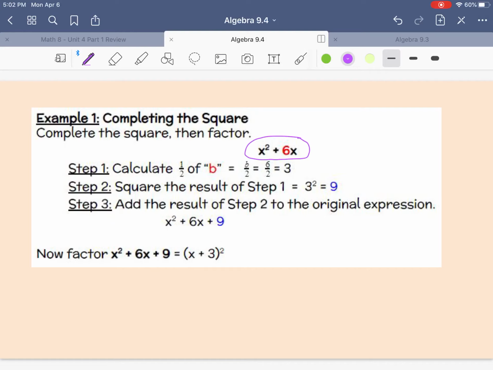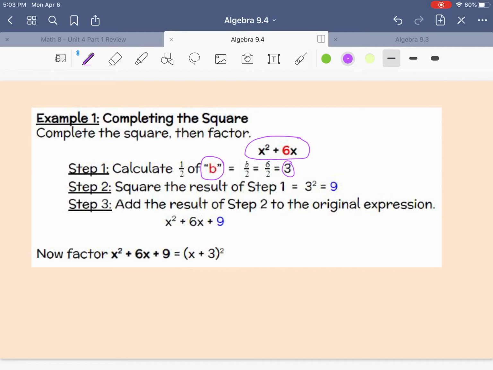So step 1, we want to calculate half of the b value. So whatever that b value is, we want half of it. Our b value is 6, half of that is 3. So that's step 1, calculating half of the b value.